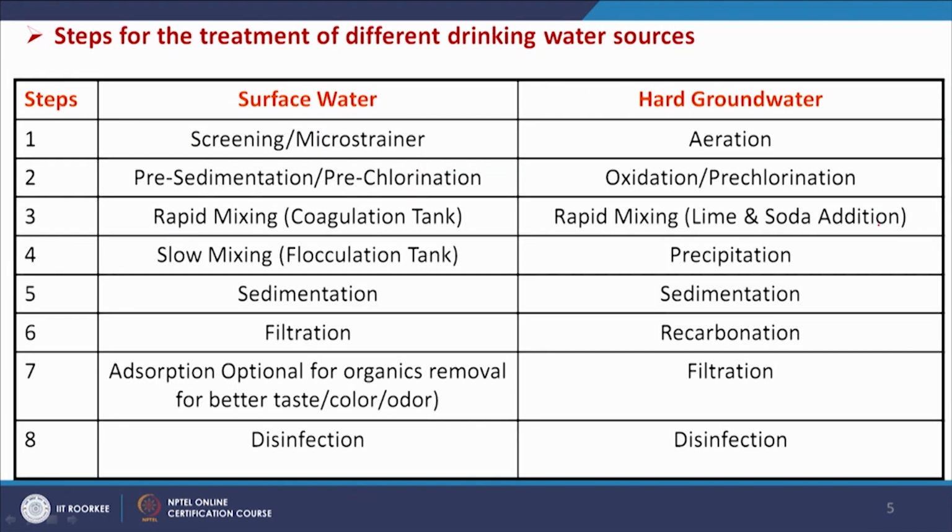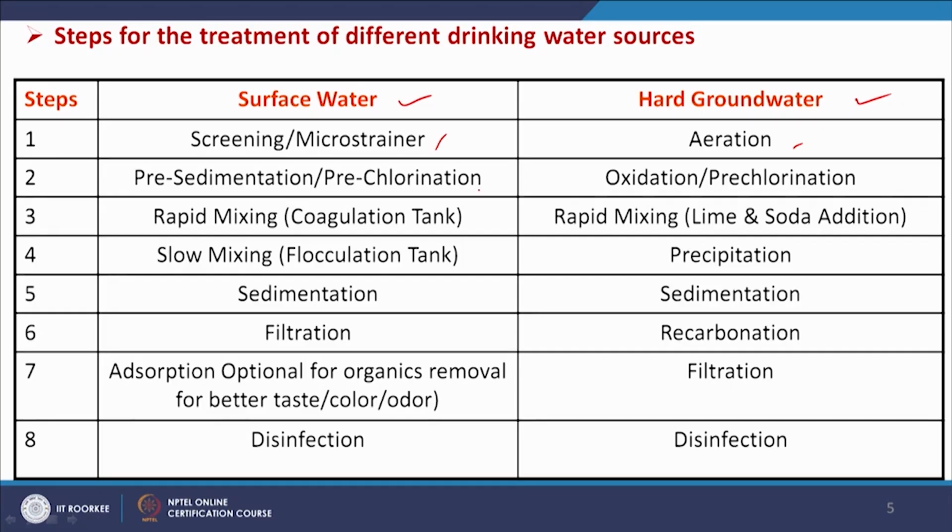Now, if we see the steps for the treatment of different drinking water sources, surface water and hard groundwater have almost similar steps. In case of surface water, screening or a microstrainer is used, but in case of hard groundwater this is not required. In some cases aeration is required, because by providing oxygen, some reduced forms of different ions can be converted to oxidized form and can be removed easily from the groundwater, and some pre-sedimentation and pre-chlorination.